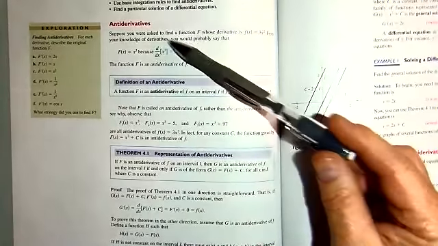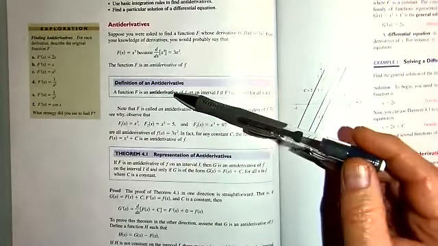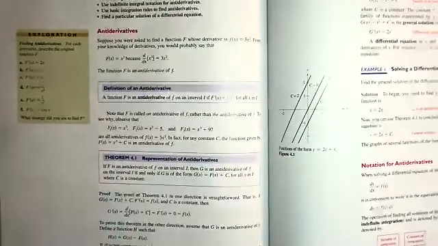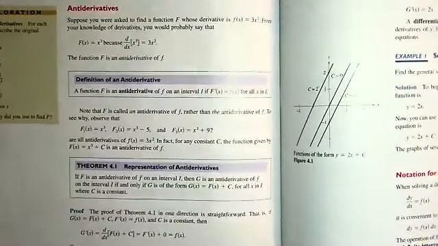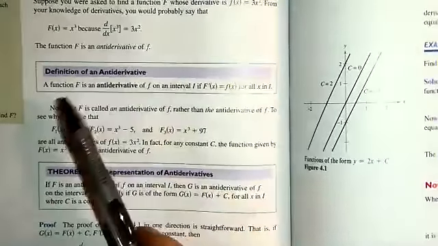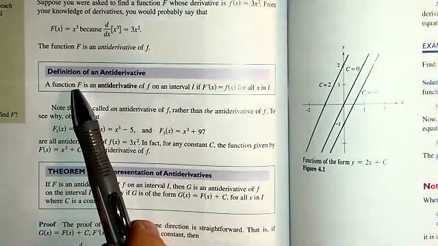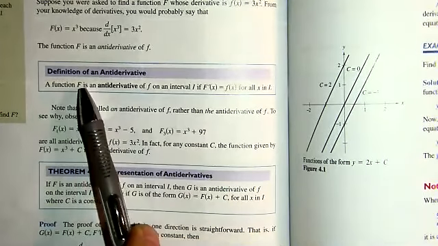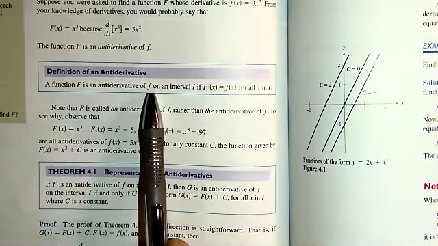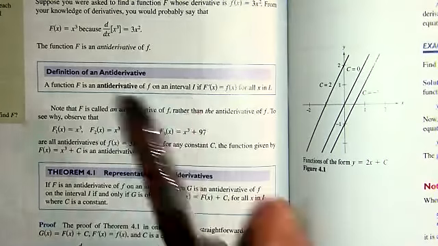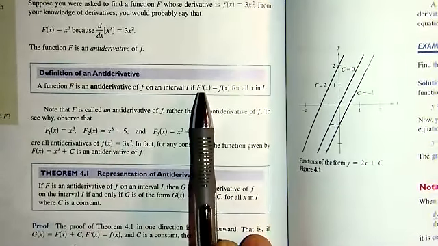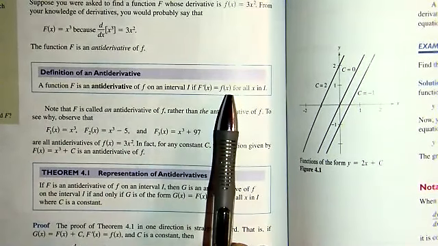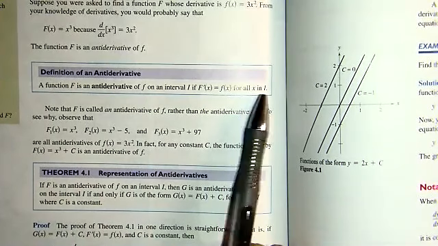So what's an antiderivative? The name tells you, in a certain way, it's the opposite, or it's undoing a derivative. So here's the definition. A function capital F is an antiderivative of the lowercase function f on an interval I if the first derivative of capital F is equal to the original function f for all values of x inside that interval.